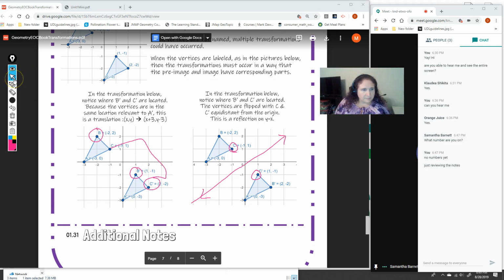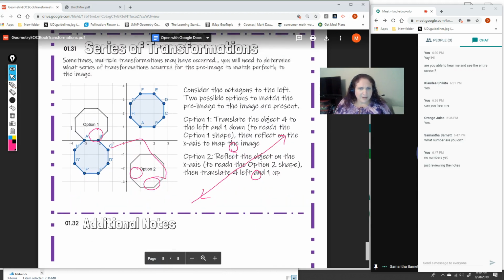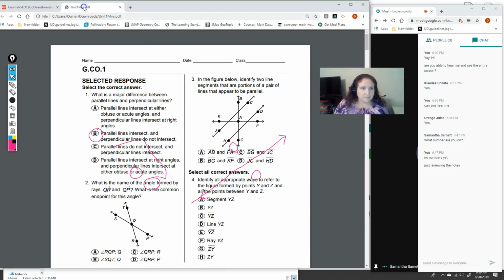Okay. Next, series of transformations, still the same thing. Look at the coordinates, see what you have to do. Okay, now we're going to go to this.